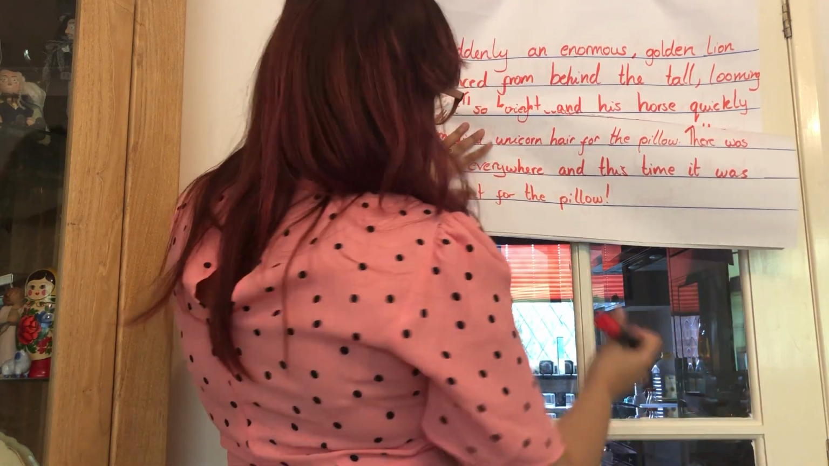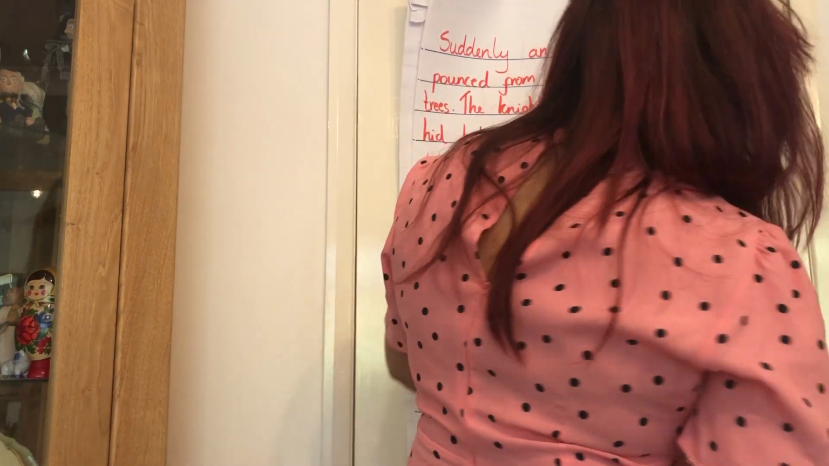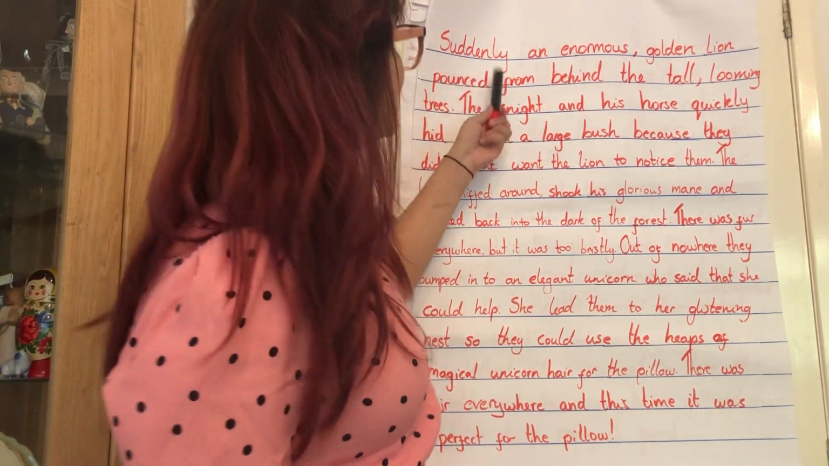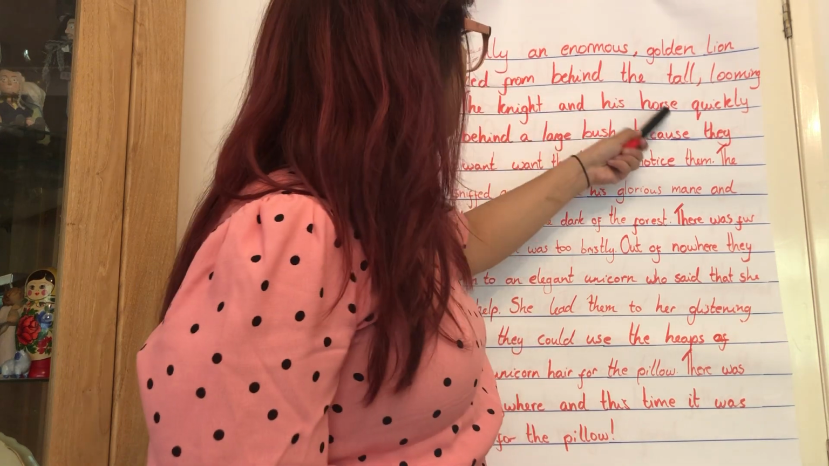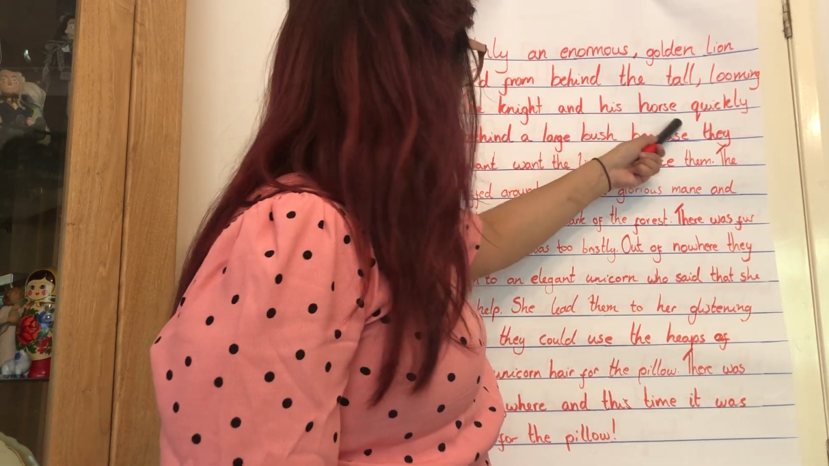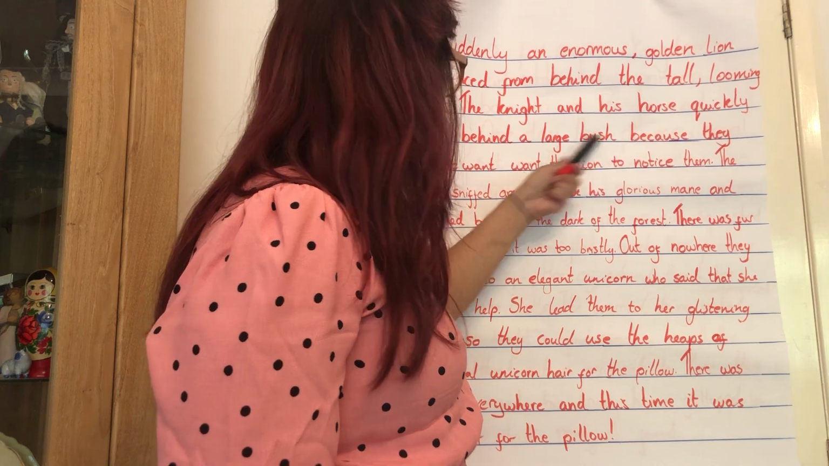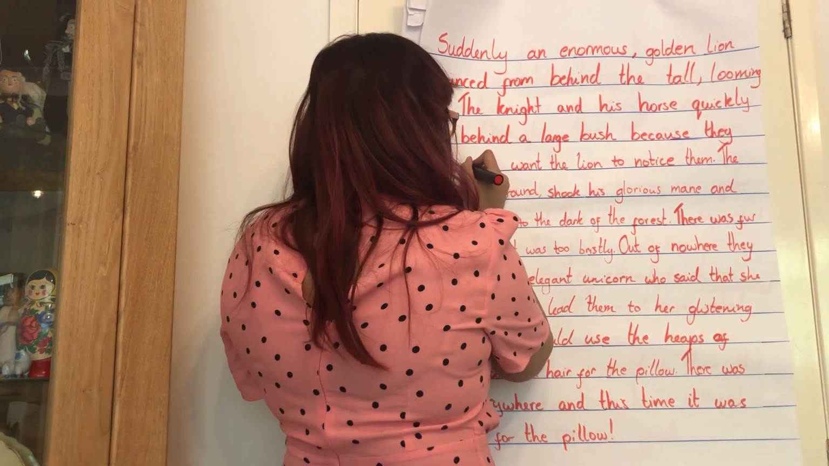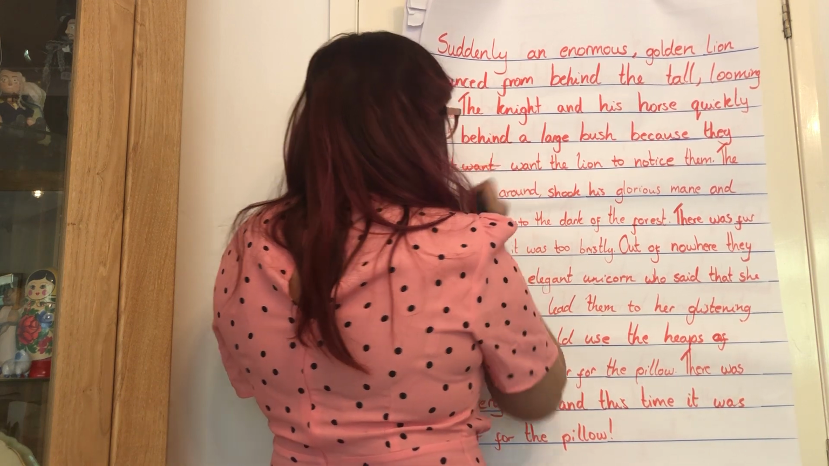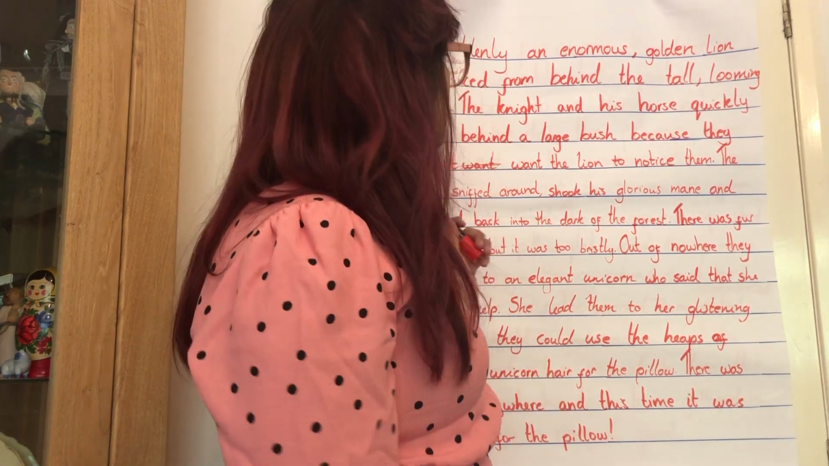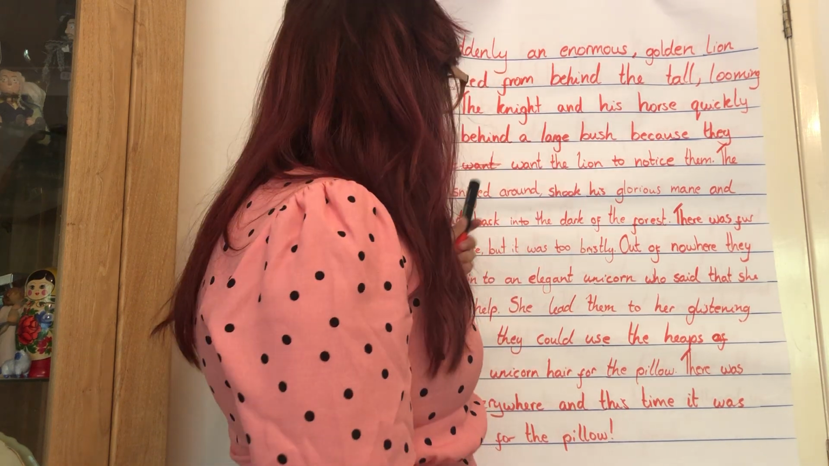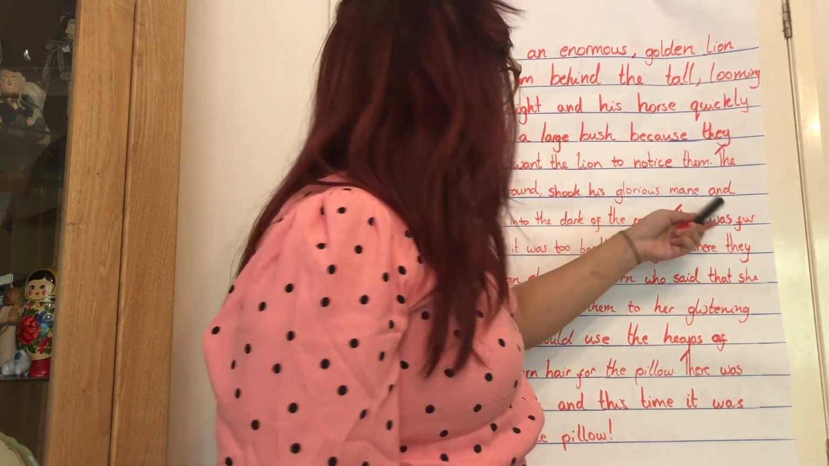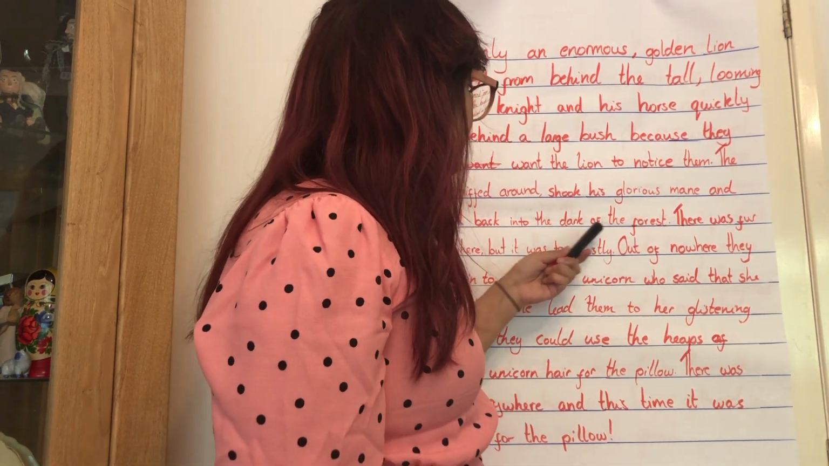Exclamation mark. That's perfect. Okay, let's have a read so we know we haven't made too many mistakes or any at all. So, suddenly an enormous golden lion pounced from behind the tall looming trees. The knight and his horse quickly hid behind a large bush because they didn't want the lion. We don't need that many ones, so we're going to cross that out. So this is why we always read back our work.